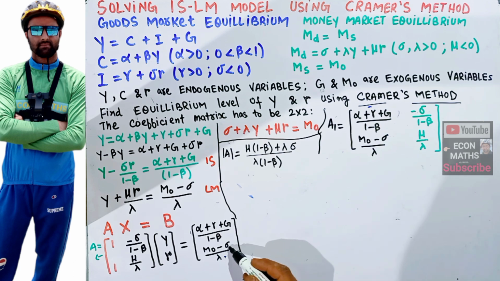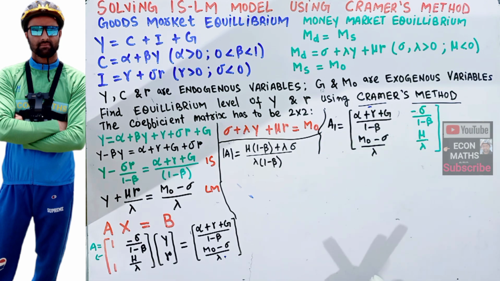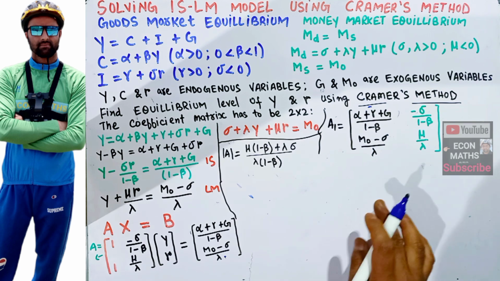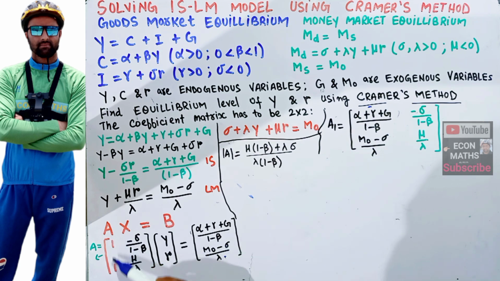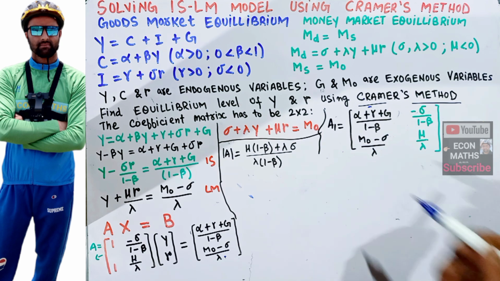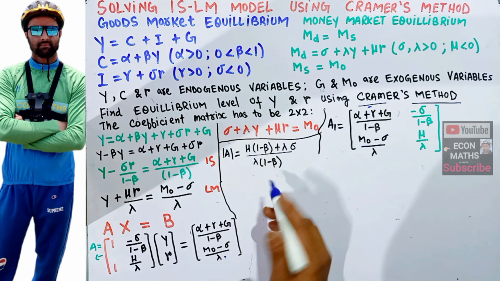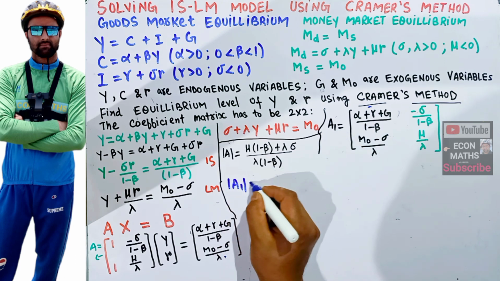So m naught, here it is rho. There may be slight confusion between rho and delta, as it looks the same here. I am really sorry for that. We have formed a new matrix A1 in such a way that we replace the first column of the coefficient matrix with the vector of constant terms. After that, we will take the determinant of this new matrix, so determinant of A1.